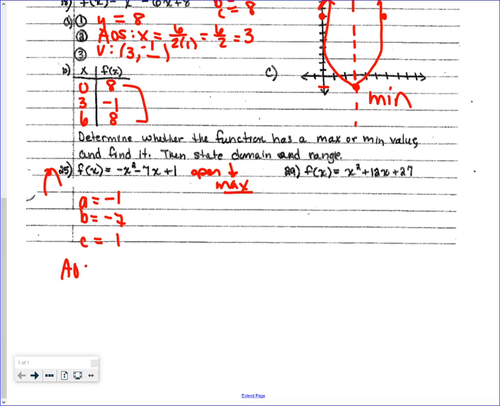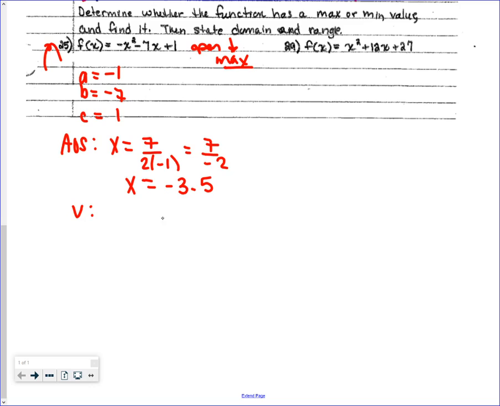So my AOS is x equals negative b, so 7, over 2a. So I've got 7 over negative 2. If I were graphing that, that wouldn't be super fun, but I'm not, so it's fine, right? If you guys want to call that negative 3.5, that's fine. But I have to plug it back in, right? So for my vertex, I know it's negative 3.5, comma, I don't know. I'm looking for the y, okay?